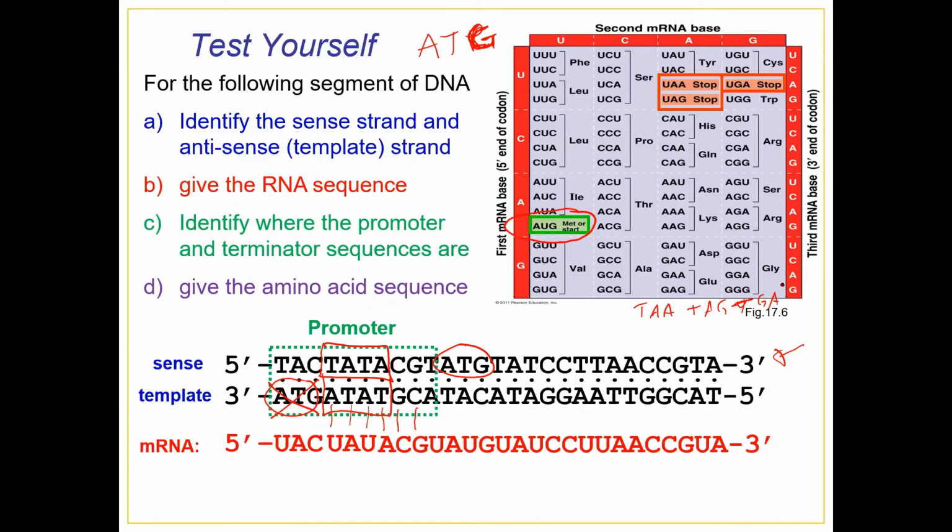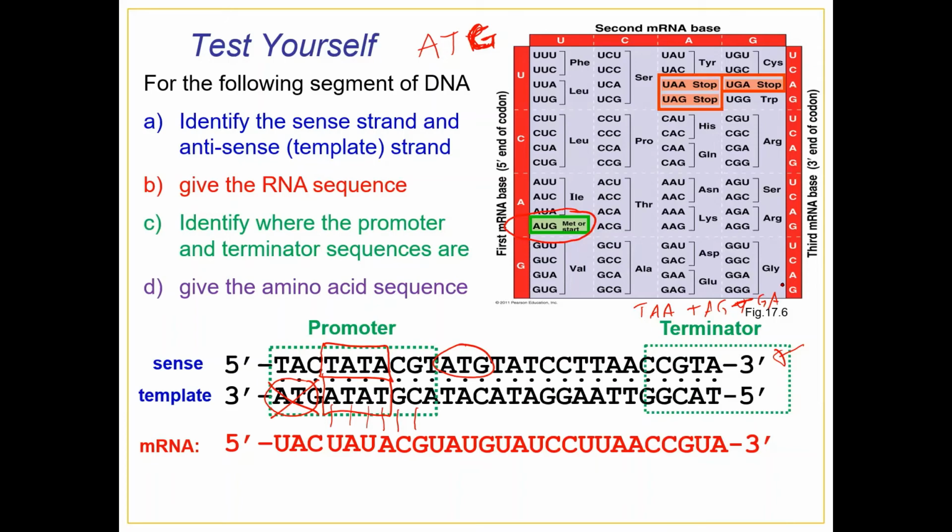A little bit crammed in there, I know. And maybe you can see it. There's the TAA. So that means the terminator is somewhere after that. Okay? I'm not giving you specific terminator sequences, but I want you to label the DNA, the promoter somewhere before the start codon, for the terminator somewhere after the stop codon.